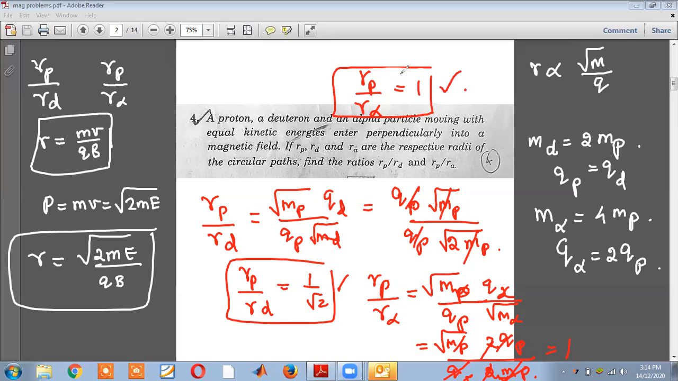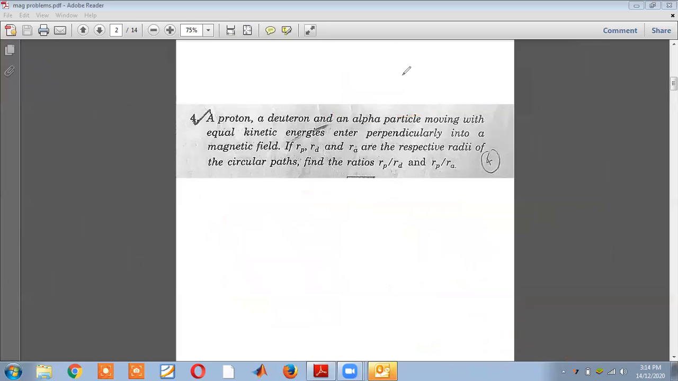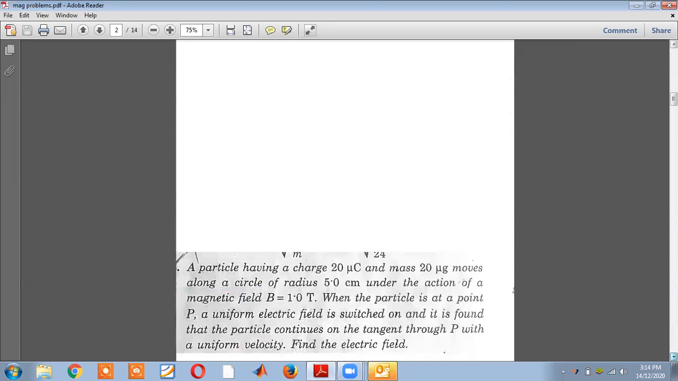Right? Yes. So let me erase this completely. Moving on to the next problem.